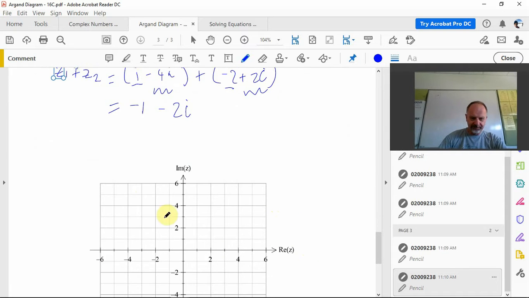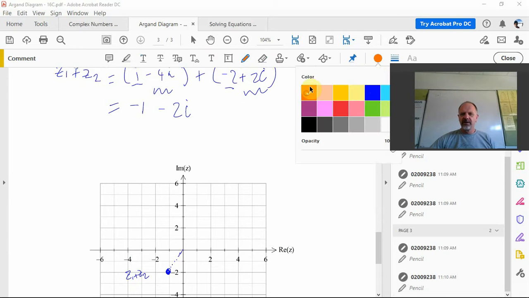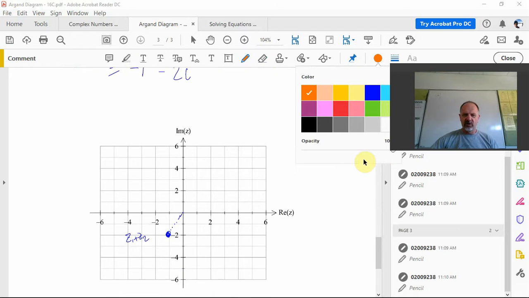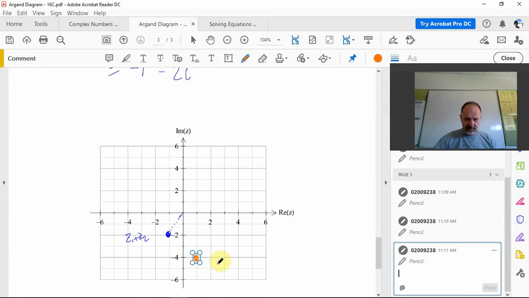So negative 1 minus 2i is there. That's Z1 plus Z2. Now, I'll just point something out. If we go back to the origin, I'm going to put Z1 and Z2 on. Z1 is 1 minus 4i, so 1 minus 4i is there. That's Z1.